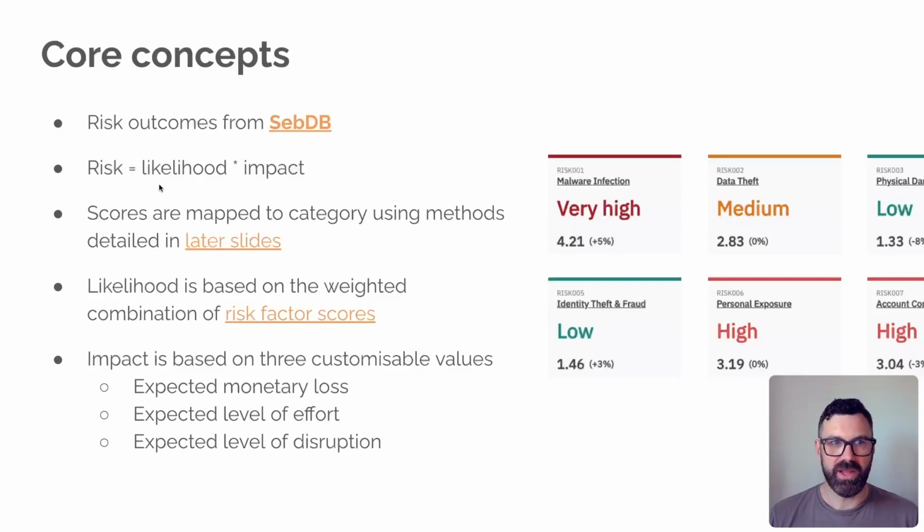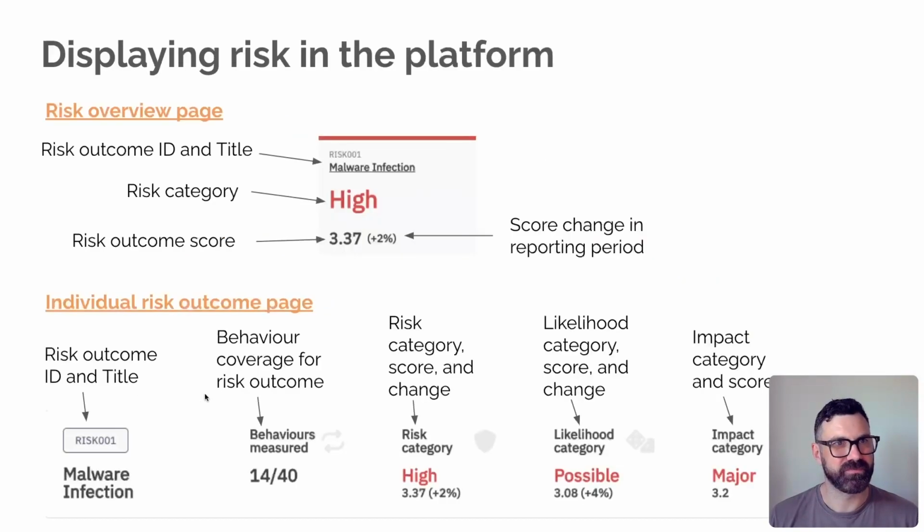And how we do the calculation: risk simply is likelihood multiplied by impact. And those risk scores are mapped to categories using methods that I'll explain later. Likelihood is based on the weighted combination of risk factor scores, which I'll address in another video. And impact is based on 3 customizable values: expected monetary loss, expected level of effort, and expected level of disruption.